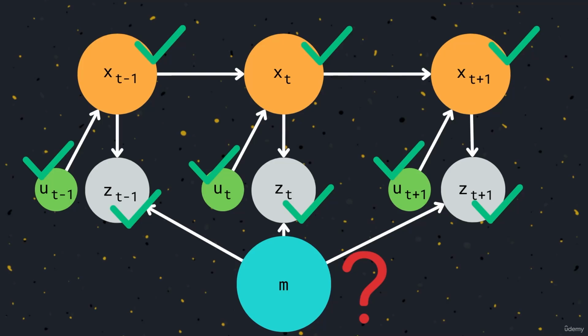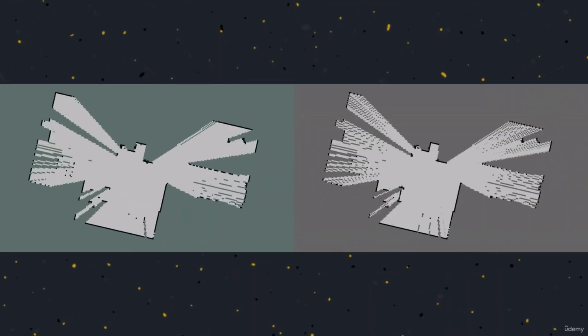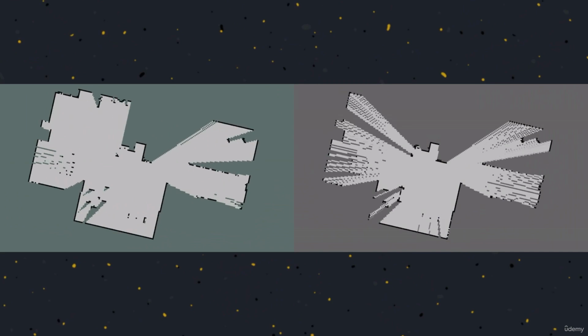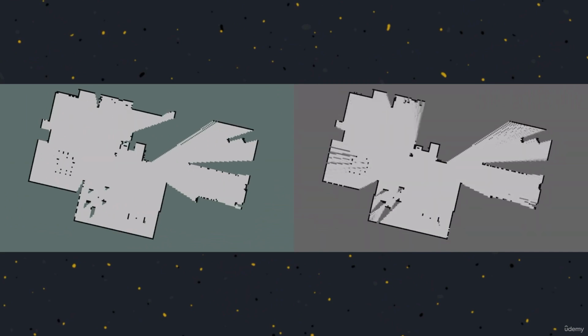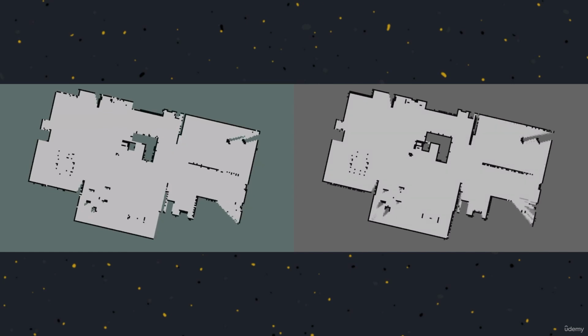Even though the output of our mapping with known poses node is already impressive, there is still room for improvement. In this lesson, we will study the theory and the mathematics that we need to transition from creating a simple occupancy grid like the one on the left, which our node currently generates, to creating a probabilistic occupancy grid like the one on the right.